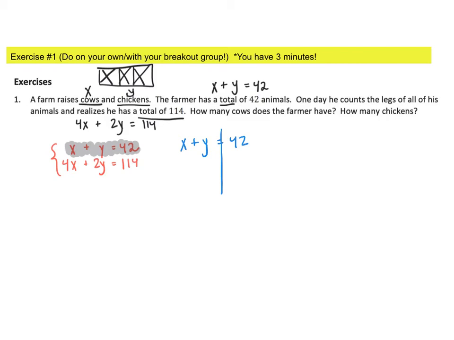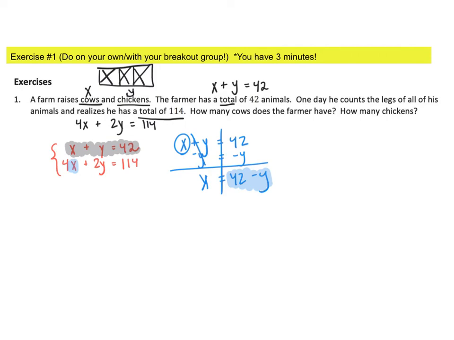All right, easiest thing I wanted to do was just get my x by itself, so I take that y away. Over here it cancels. I'm left with x equals 42 minus y. From there, you're going to take that answer of what x equals, 42 minus y, and you're going to put it into this equation right here. Okay? Let's go ahead and solve this mathematically.